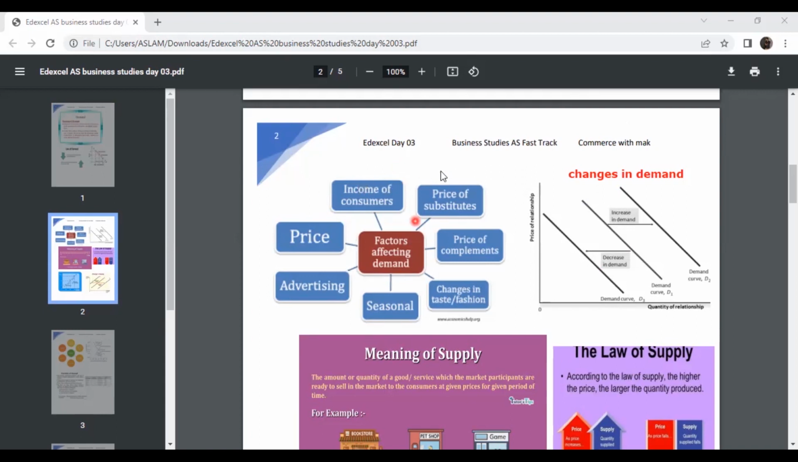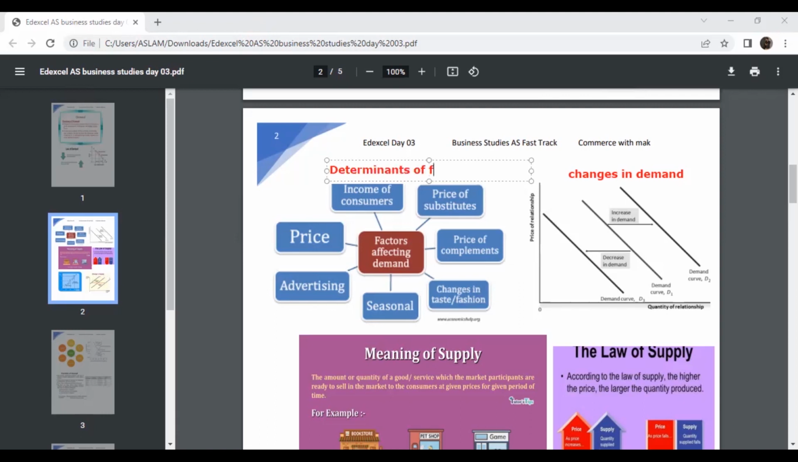Here you can see factors affecting demand. We have learned these things, but we don't want to go deeper. Income of consumers, price of substitutes, price of complements, changes in taste and fashion, seasonal, advertising, price. So moving on to the point, when we consider the factors affecting demand, we also have another term for these factors. We can also say it as determinants of demand.